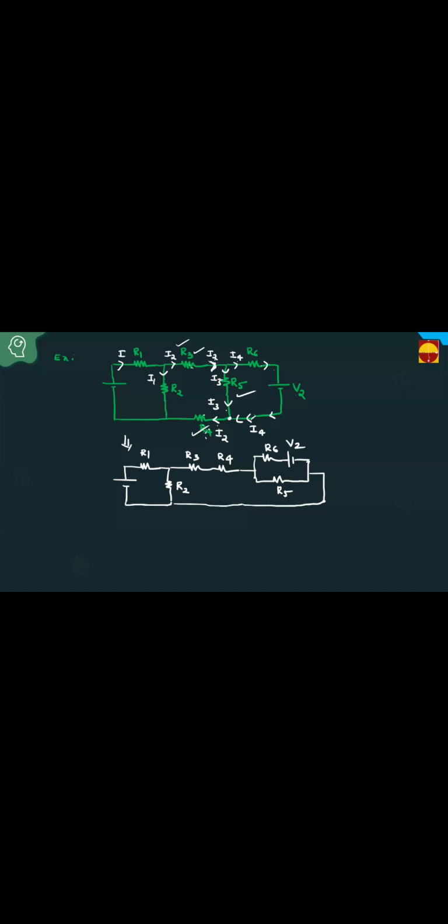What is the current through R4? I2. What is the current through R3? Also I2. The same current is passing through R3 and R4. That's why I taken R3 and R4 in series. Then simplification becomes very easy. Clear? This observation is also important while simplifying networks. This is the concept you have to apply.